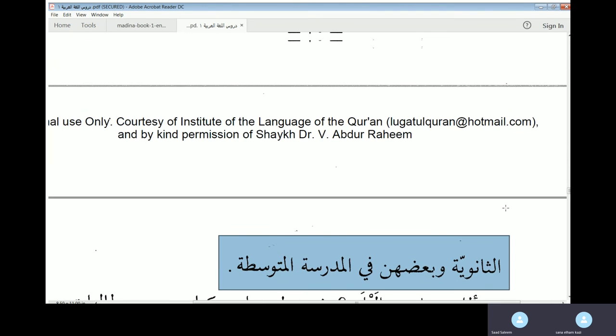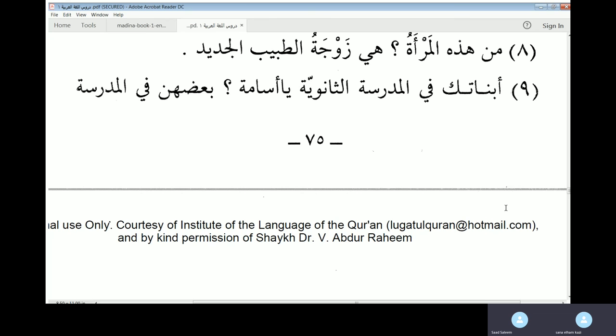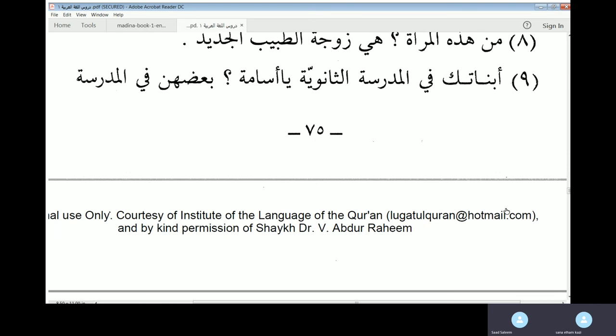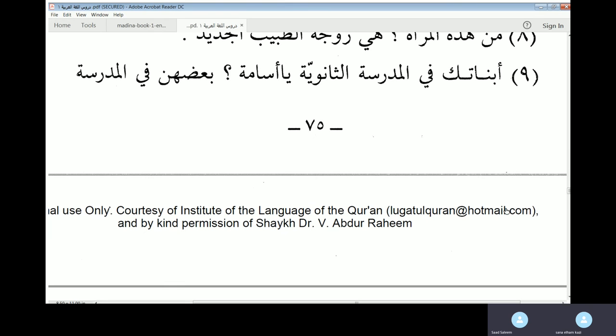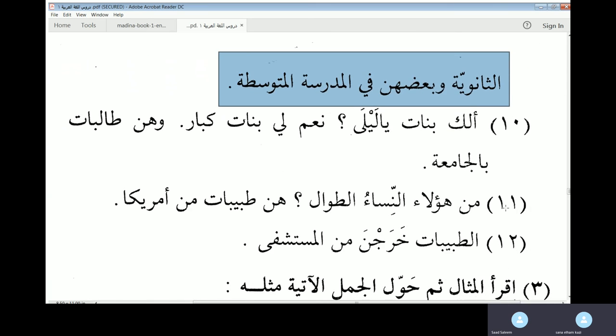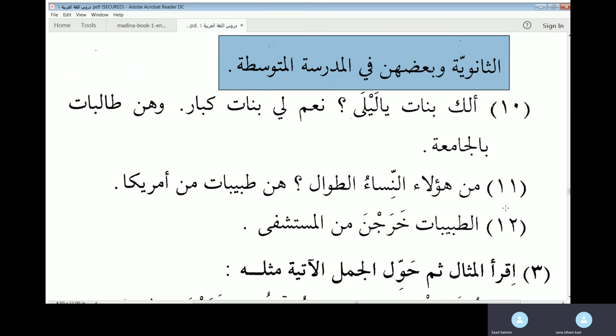So let's see. Your girls, your daughters, in the secondary school, Usama. Are your daughters in the middle school? Secondary school. Some of them are in the secondary school, and some of them are in the middle school.